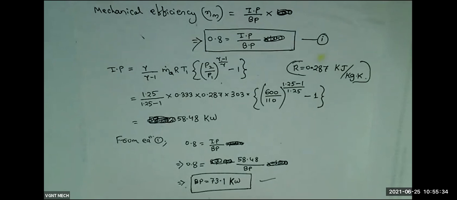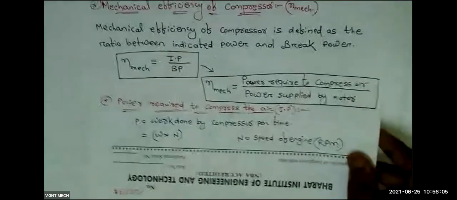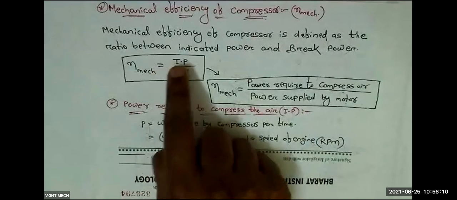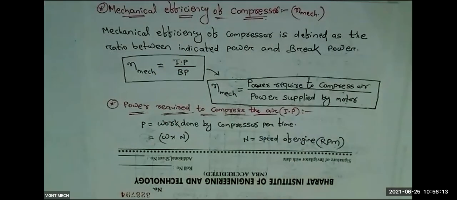Why? Because in the case of an IC engine, the formula of mechanical efficiency we have taken is brake power by indicated power. But here in the compressor, this formula will reverse. Here the formula becomes indicated power divided by brake power. So keep this formula in your mind. If it is a compressor, then mechanical efficiency is indicated power by brake power.